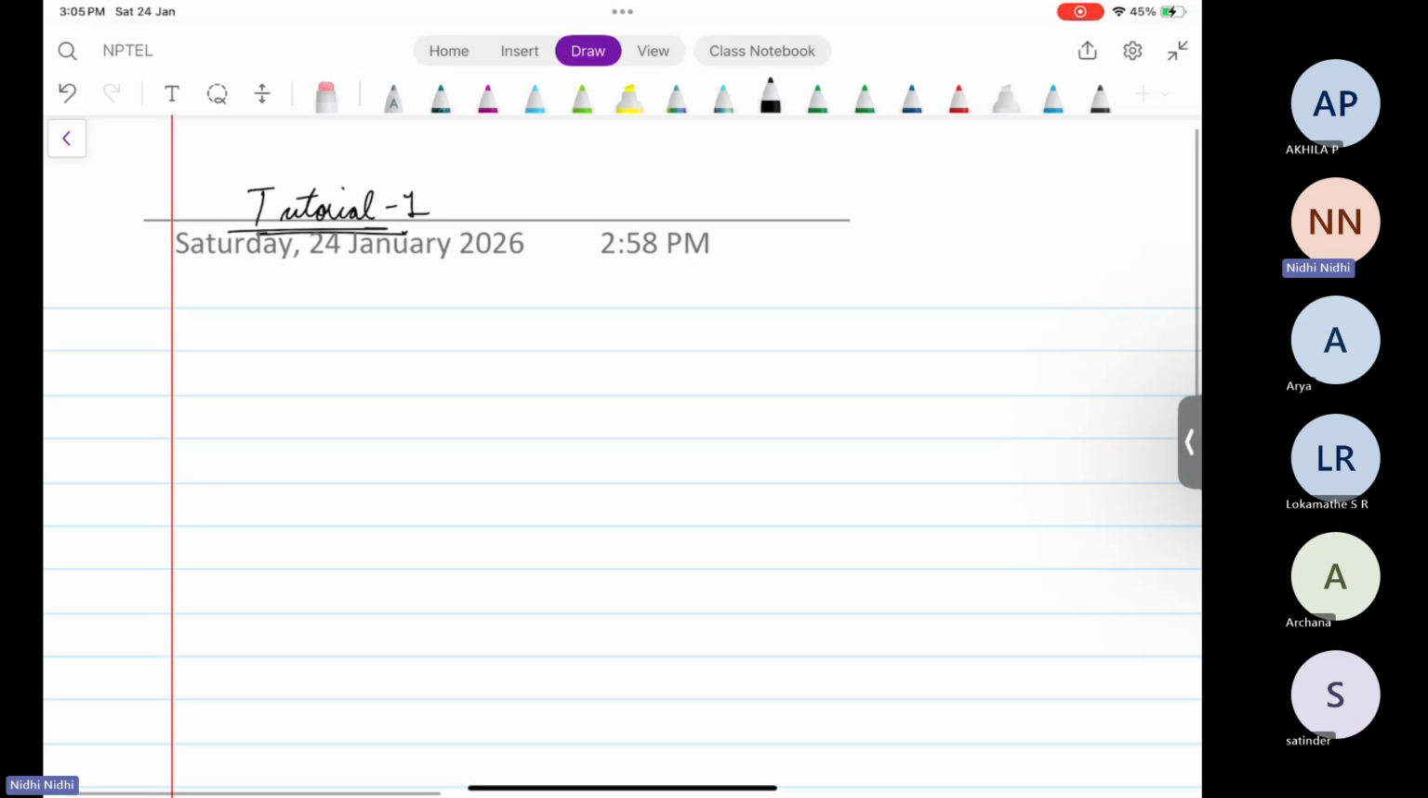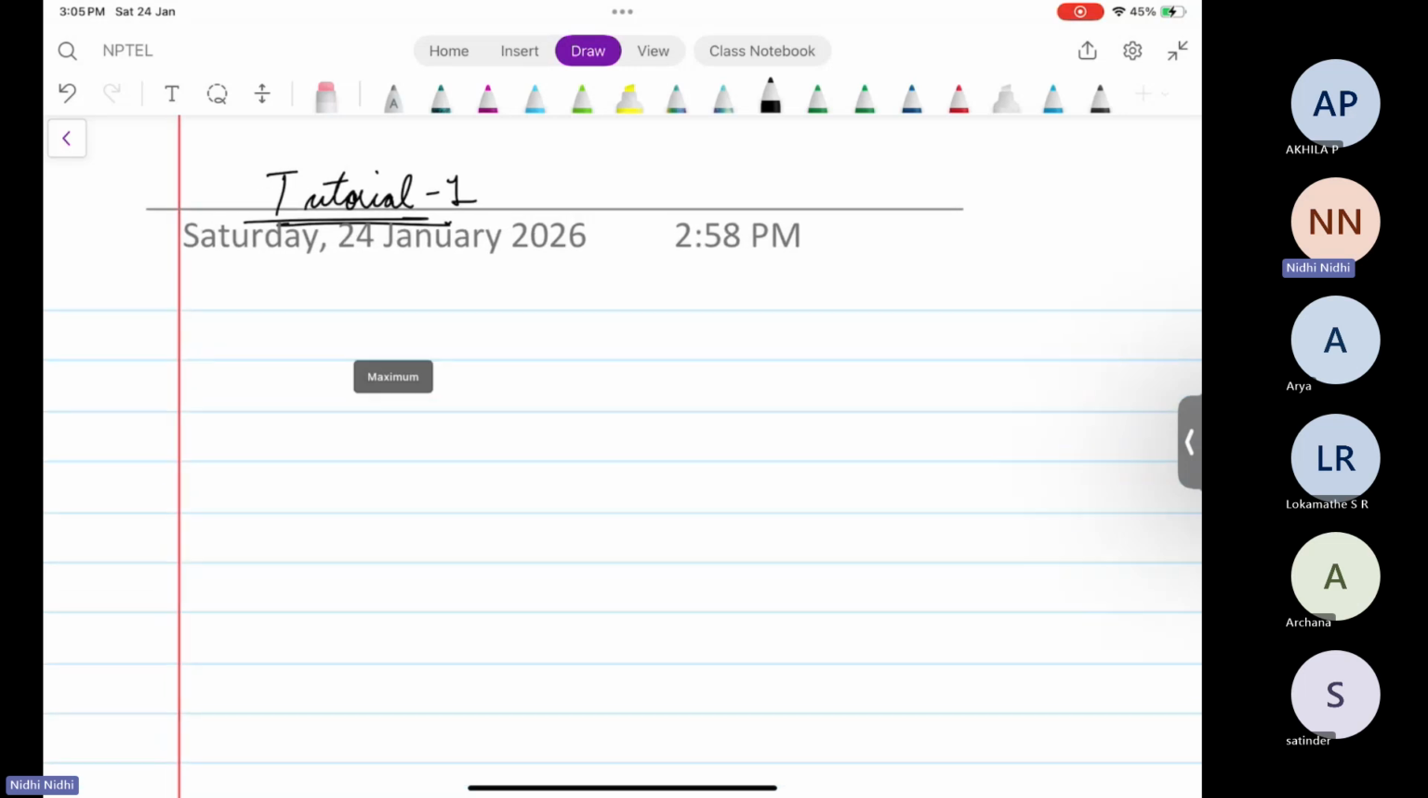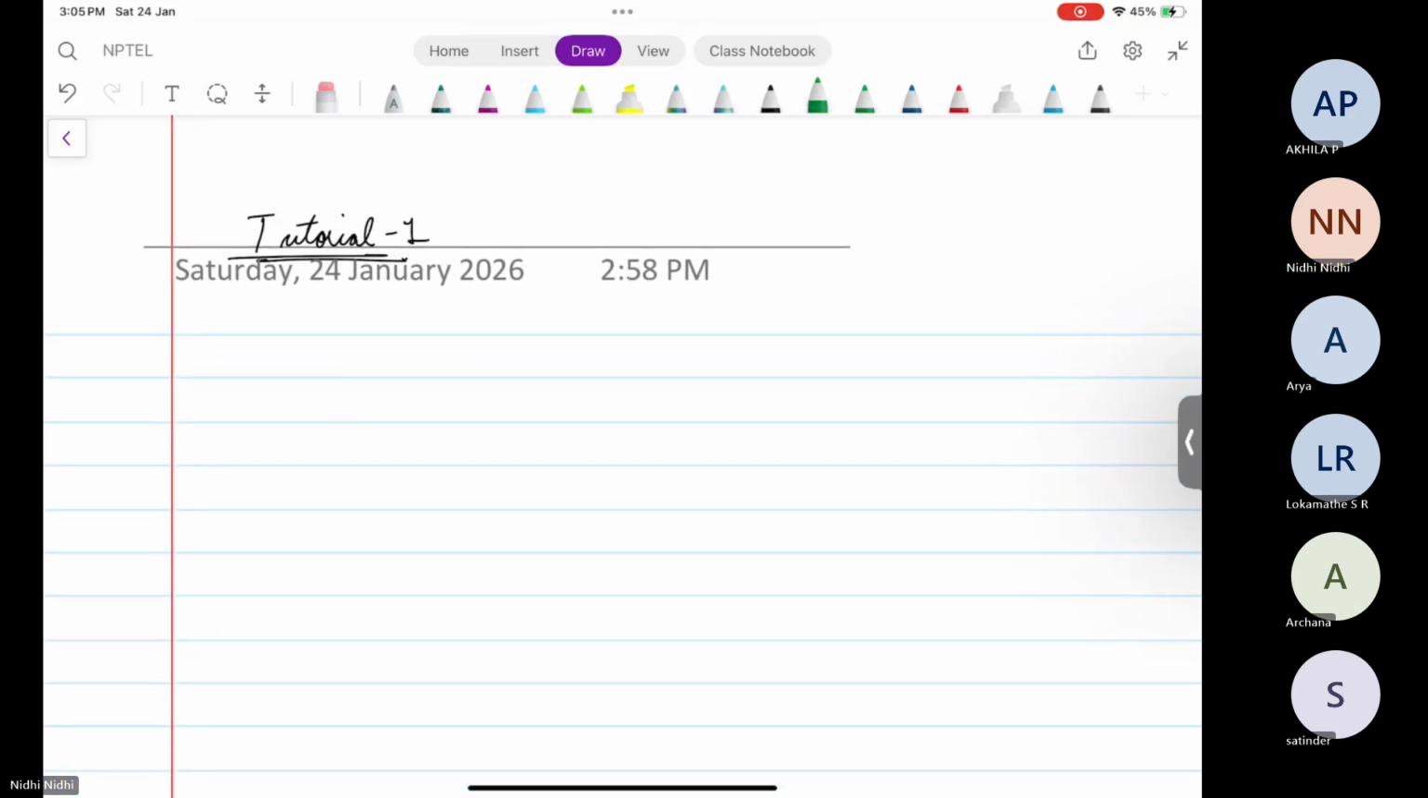So let us start. Firstly, let's look at what we mean by a bounded set. We'll just start with basic definitions. I'll recall whatever is required to do the problems.